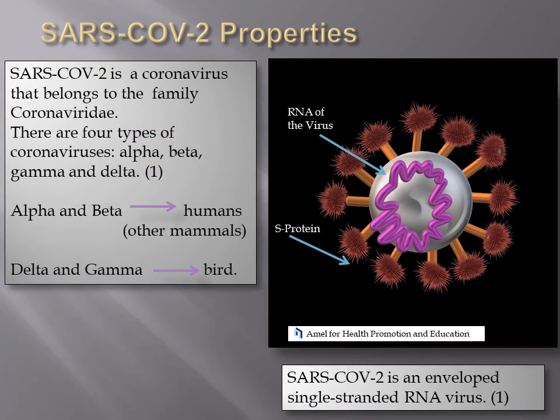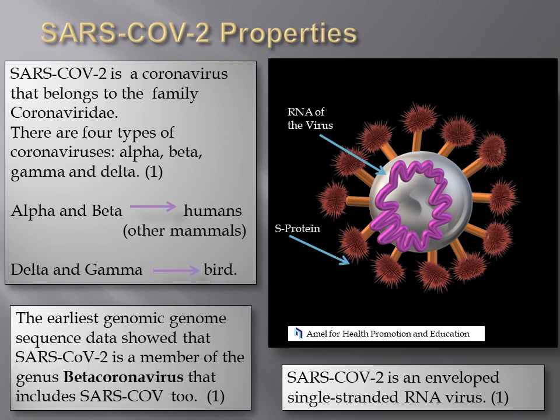SARS-CoV-2 is a coronavirus, as we all know, and belongs to the family called Coronaviridae. There are 4 general types of coronavirus: alpha, beta, gamma, and delta. Alpha and beta are usually the types of viruses that infect humans and other mammals. Alpha and beta viruses have been seen infecting humans for a long time, causing different kinds of diseases. Delta and gamma are usually seen in birds.